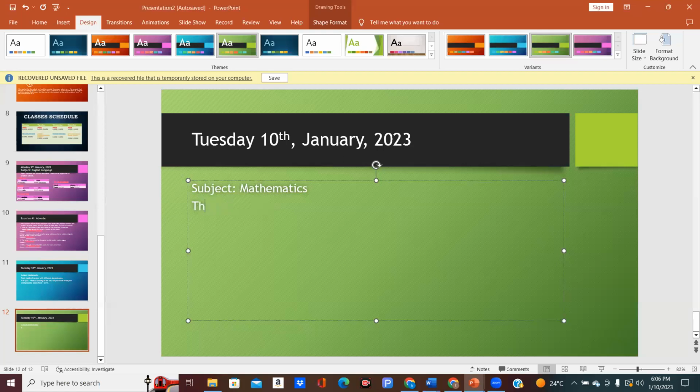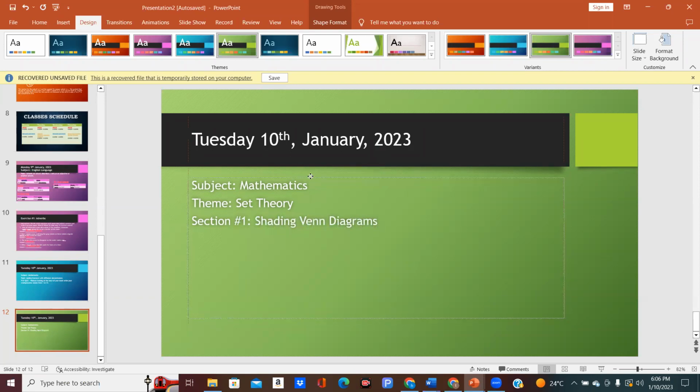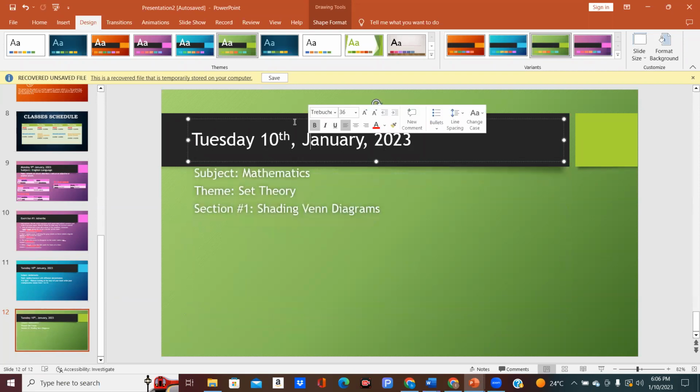Let me make this a theme so we can get sorted out. The theme is set theory. Still doing that. Excuse me, Mr. what are we doing today? The subjects? Math, health science and general science. Okay, thank you. The topic is, let's do section 1 so we can see how far we can get. Section 1 is going to be shading Venn diagrams. We're still doing these sets, so we have to finish them.